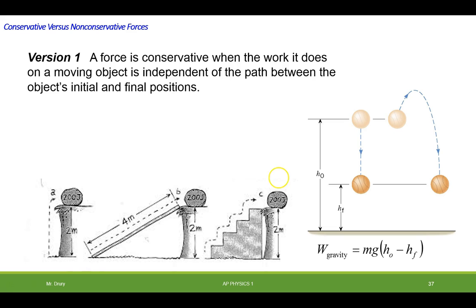Another way of looking at it is, if you took this rock and you lifted it straight up, or you went up this path, or you went up these stairs, the change in position would still be the same. So therefore, it was conserved. In other words, it's a fancy way of saying really there's no friction.